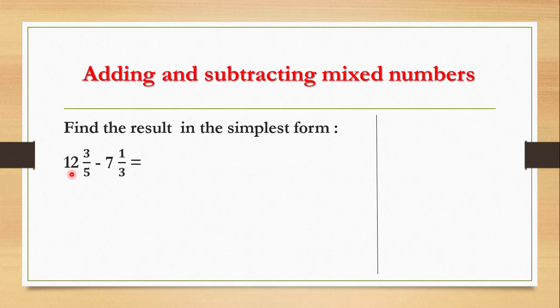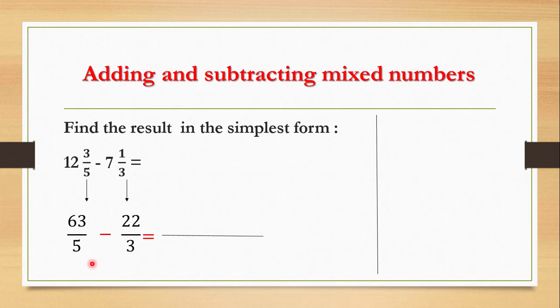Okay, let's start with the first one, 12 and 3 over 5. The same denominator 5, then 12 times 5 is 60, plus 3, 63. So the first mixed number will be 63 over 5 minus, in the same way, the same denominator 3, 7 times 3 is 21, plus 1, 22. So the second one will be 22 over 3. Okay, now we have different denominators. So we have two unlike fractions. It means that we will use the lowest common multiple of 5 and 3, which is 15.